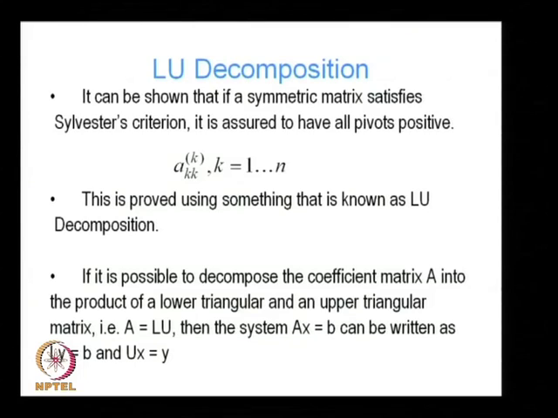So, instead of solving Ax equal to B in one go, we are solving two triangular systems. First, we solve the system Ly equal to B to determine y, and then we solve the system Ux equal to y to determine x. But the solution of each of these triangular systems, as we have seen earlier, is very simple. It just involves back or forward substitution.